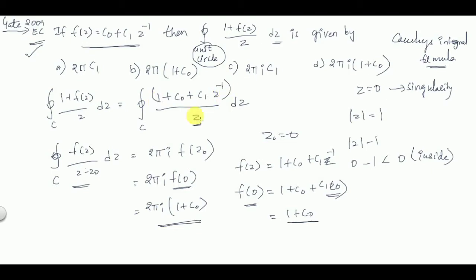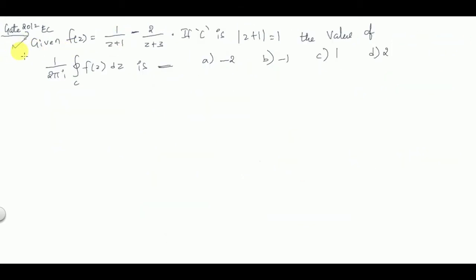This total is f of z divided by z. So if you substitute, you'll get it like this. So option D is correct. Okay, so a very simple problem, but it was asked in GATE 2009. So we'll see the next problem.